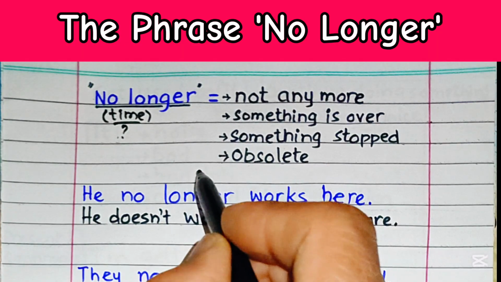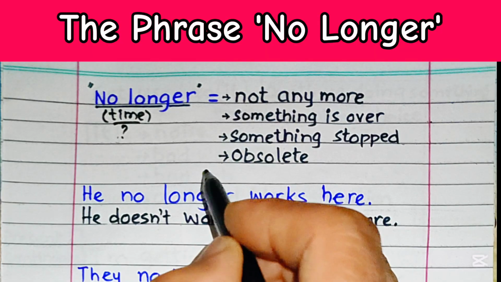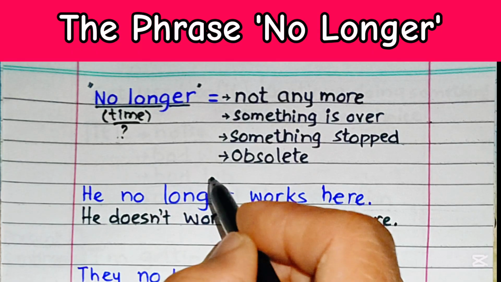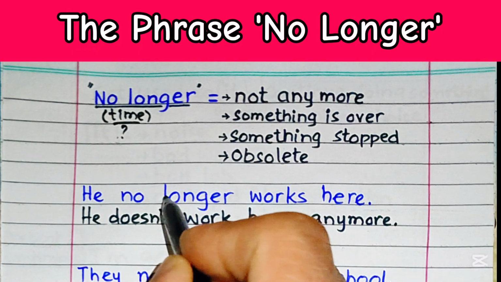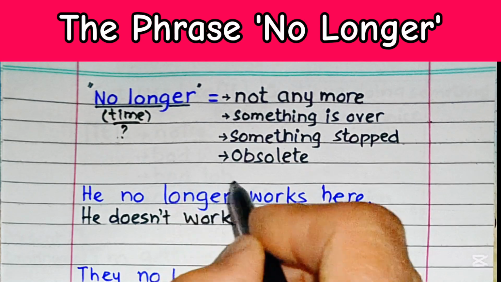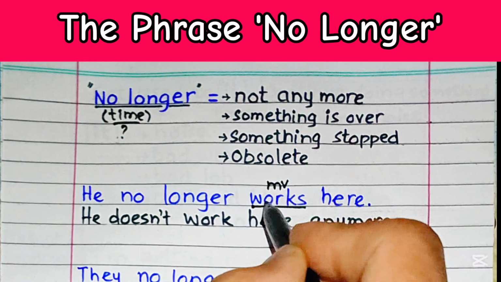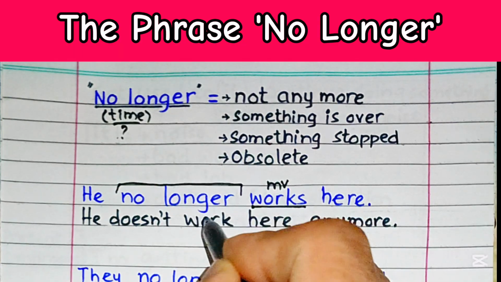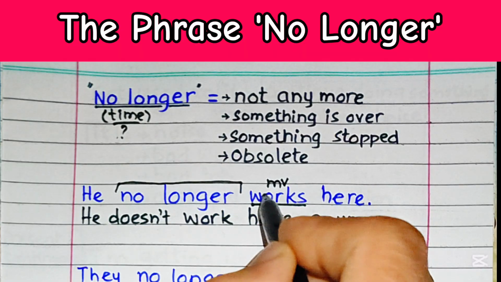We use "no longer" to show the idea of something stopped in the past, present, or future. It goes in front of the main verb. This is the main verb "works" in this sentence, and we put "no longer" over here, before or in front of the main verb.